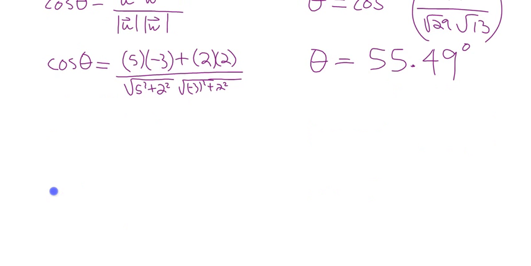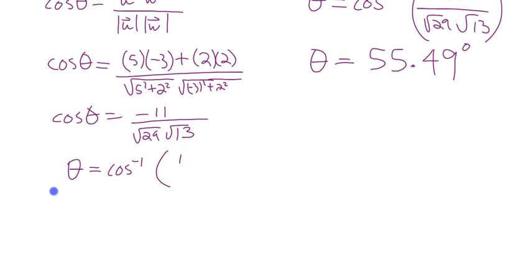So that's equal to negative 11 over root 29 root 13. And what's theta? Cos inverse. 55.4, which is 24.51... big non-surprise, because we knew they were supplementary angles, but we've done it and shown it. You can use that word.